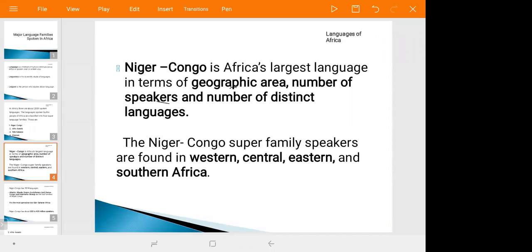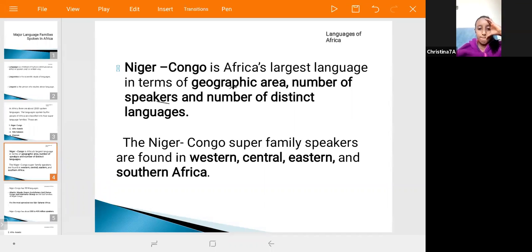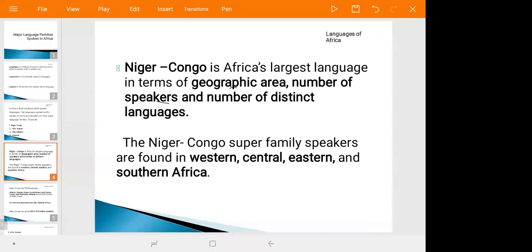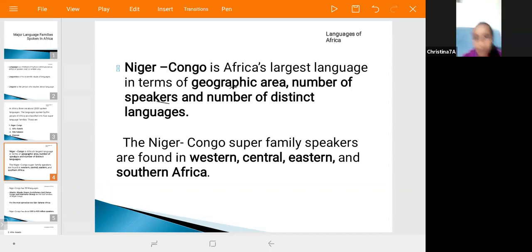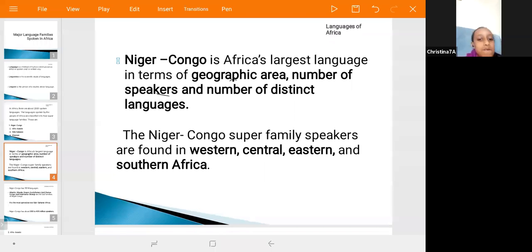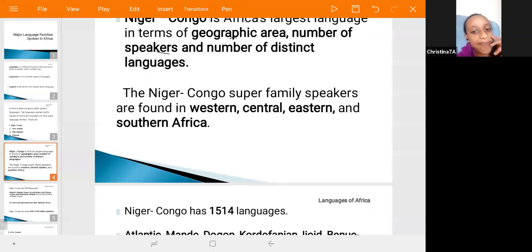But it is the largest in Africa by these three criteria. Number one, geographic area. It covers the largest part of Africa. It has many speakers, and the number of languages under it are many. Therefore, it is the largest and the first. But at the world level, by the number of languages it has, it is the first. By these three criteria, it's the first in Africa. Is it clear?